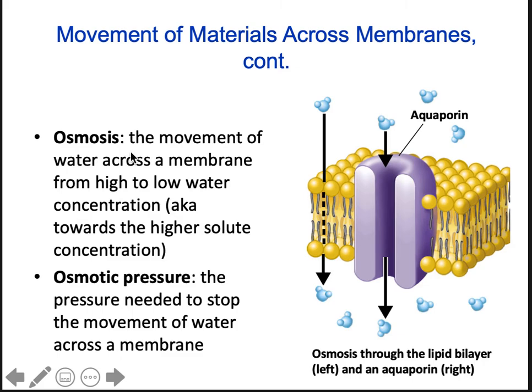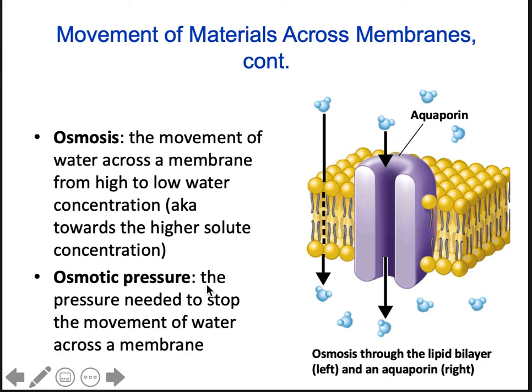Osmosis can be simple or it can be facilitated. So some water can go directly through the membrane, whereas you also have these special channels called aquaporins that allow for faster, more water movement. And so osmosis refers to specifically water moving through the membrane. It doesn't tell you whether it's happening directly or through a channel.